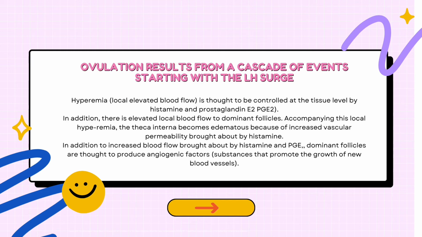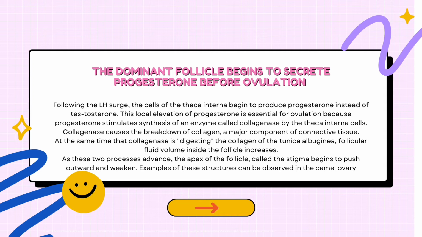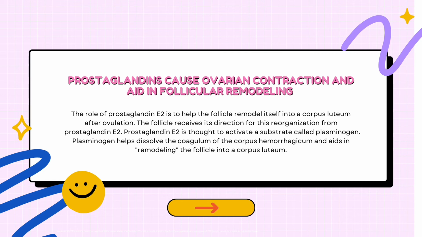Hyperemia, local elevated blood flow, is thought to be controlled at the tissue level by histamine and prostaglandin E2, PGE2. In addition, there is elevated local blood flow to dominant follicles. The cells of the theca interna begin to produce progesterone instead of testosterone. This local elevation of progesterone is essential for ovulation because progesterone stimulates synthesis of an enzyme called collagenase by the theca interna cells. Prostaglandin E2 helps the follicle remodel itself into a corpus luteum.